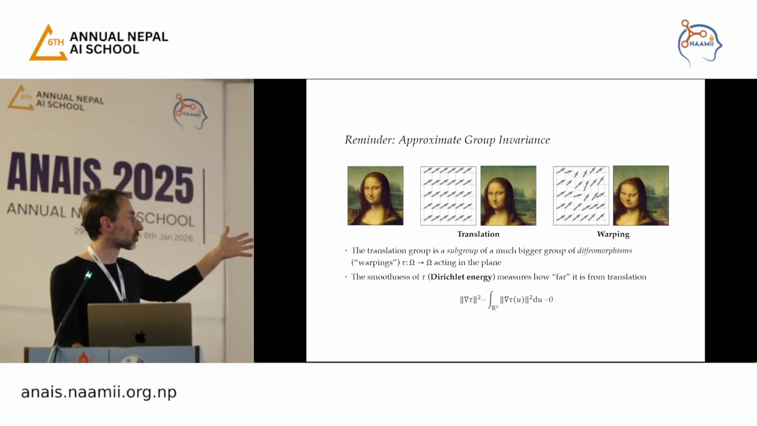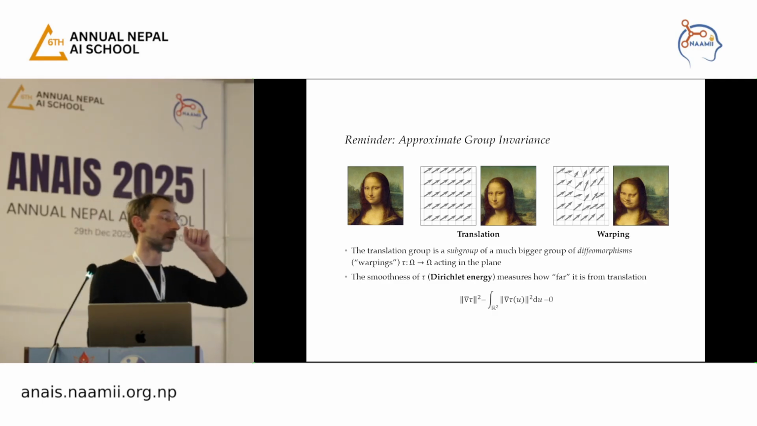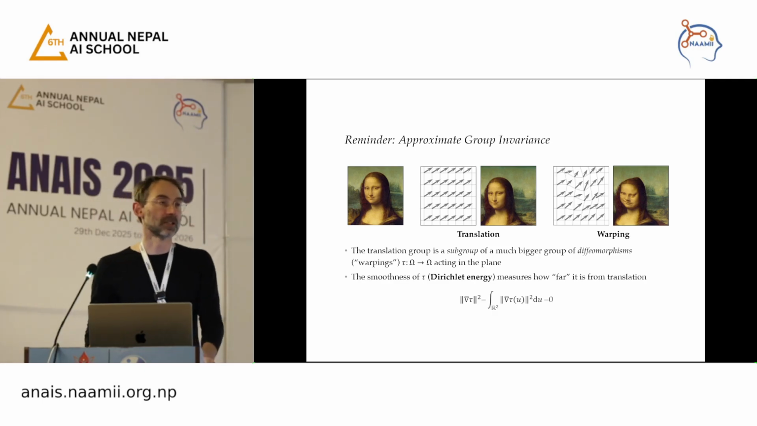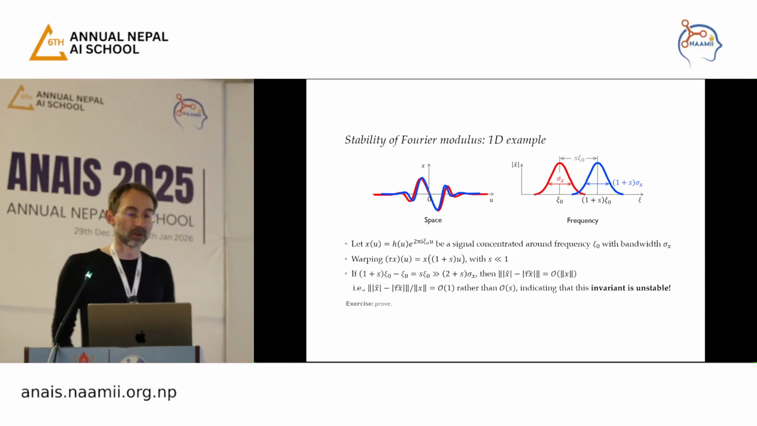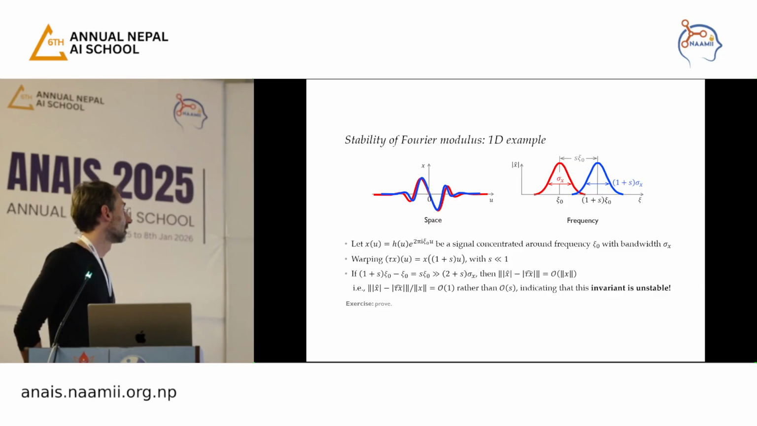If I have something that looks almost like a shift, but it also warps, will this absolute value of the Fourier transform still be a good invariant? The answer is no. And here is an explicit construction of an example that shows that this is not stable. So I have this signal, and it looks like this.